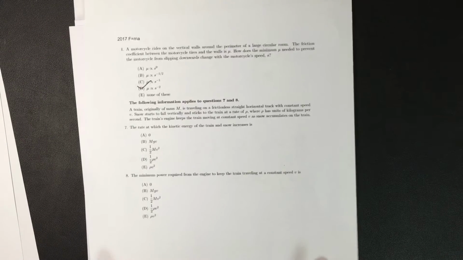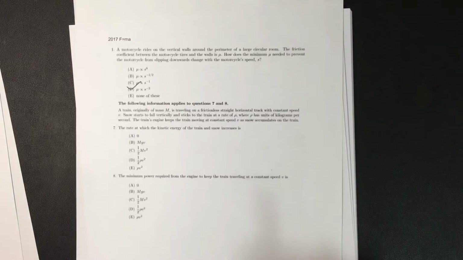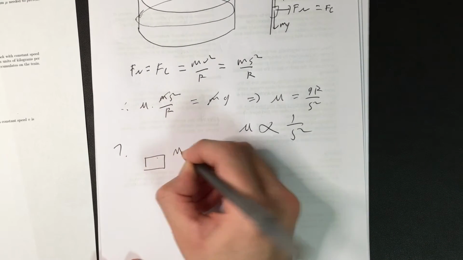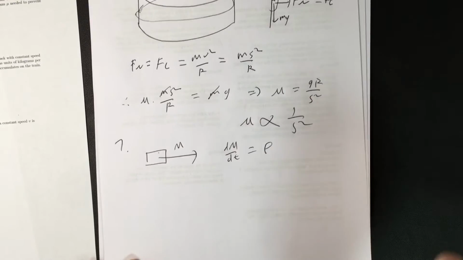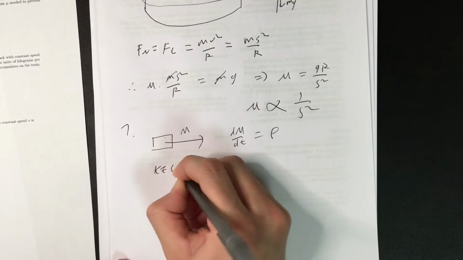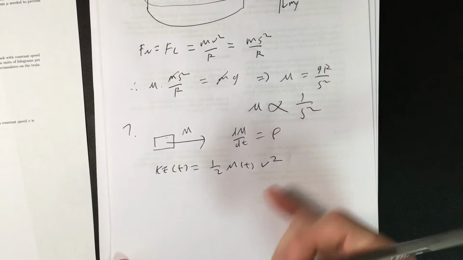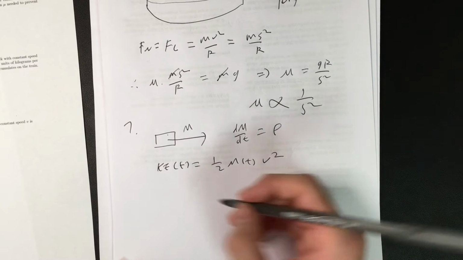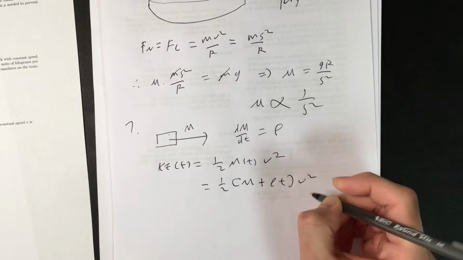The next two problems are also about power, just like the previous problem. So question number 7, it says there is a train of mass m, and this mass is increasing at a constant rate of rho. So therefore, the kinetic energy as a function of time is 1/2 m of t v squared. Now, since v is constant with respect to time, we don't need to worry about v varying with respect to time. And this would be 1/2 m plus rho t v squared.